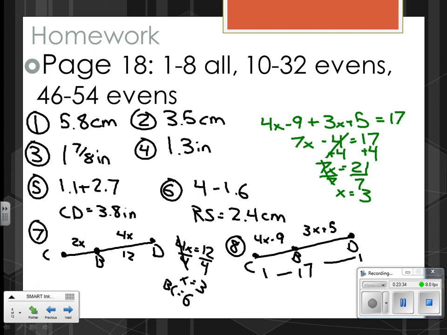Which one do they ask for? Look at directions. Only one of them. Find x and BC. So that was the 4x minus 9. So I'm going to do 4 times 3 minus 9. 4 times 3 minus 9. So BC also equals 3. Now it's done.